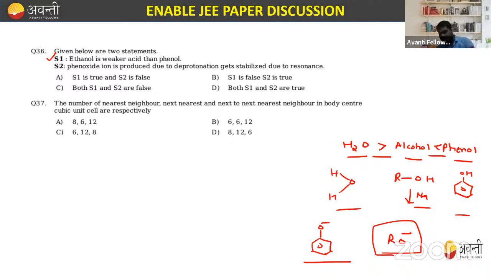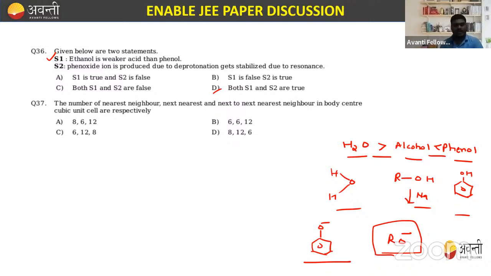So ethanol is a weaker acid than phenol, correct, and statement 2 is also correct. So both statement 1 and statement 2 are correct. What is the correct option for this? Option number D. This is the correct option.